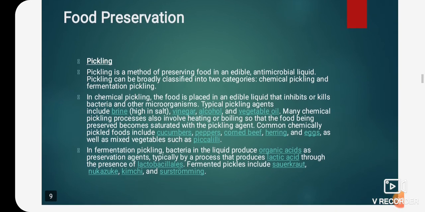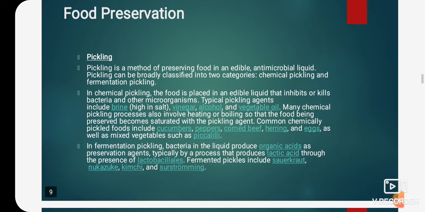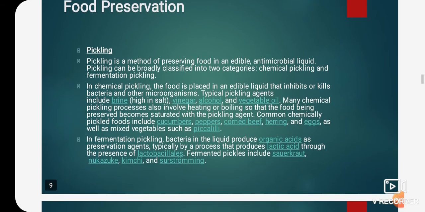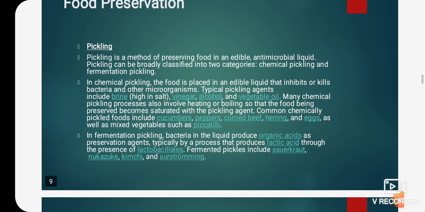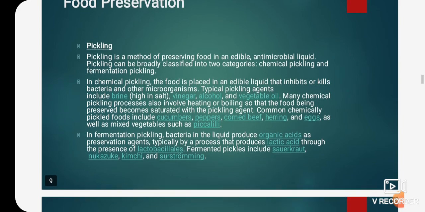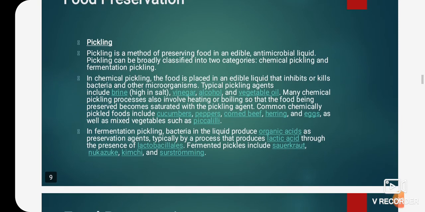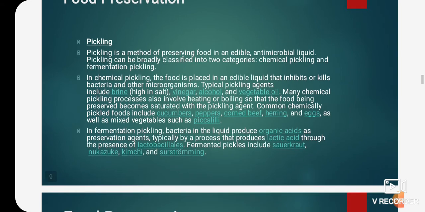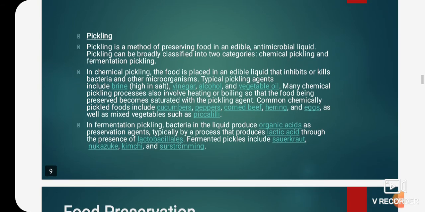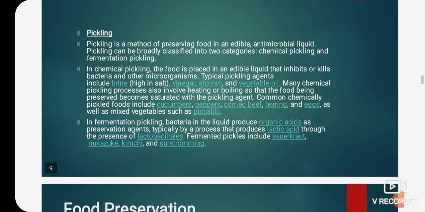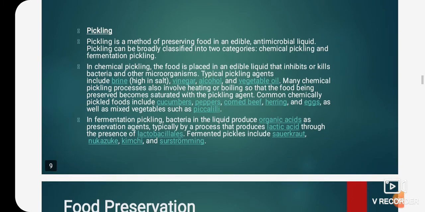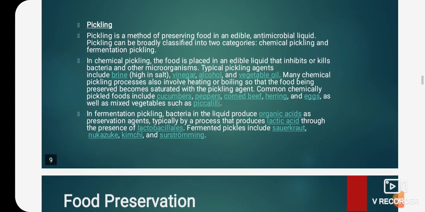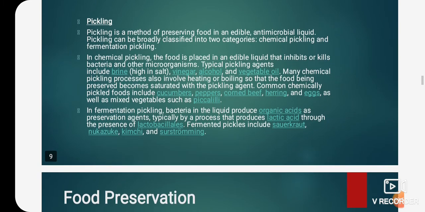Typical pickling agents include brine, high in salt, vinegar, alcohol, and vegetable oil. Many chemical pickling processes also involve heating or boiling so that the food being preserved becomes saturated with the pickling agent. Common chemically pickled foods include cucumbers, peppers, corned beef, herring, and eggs, as well as mixed vegetables such as piccalilli.